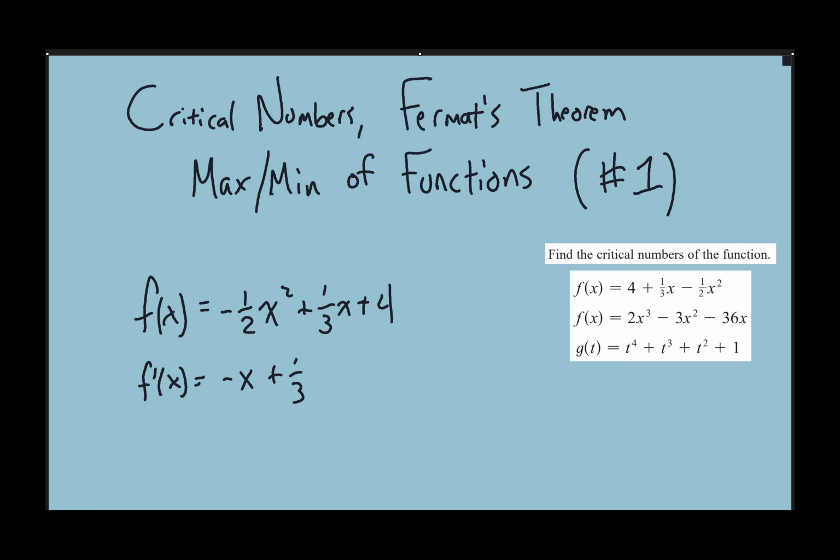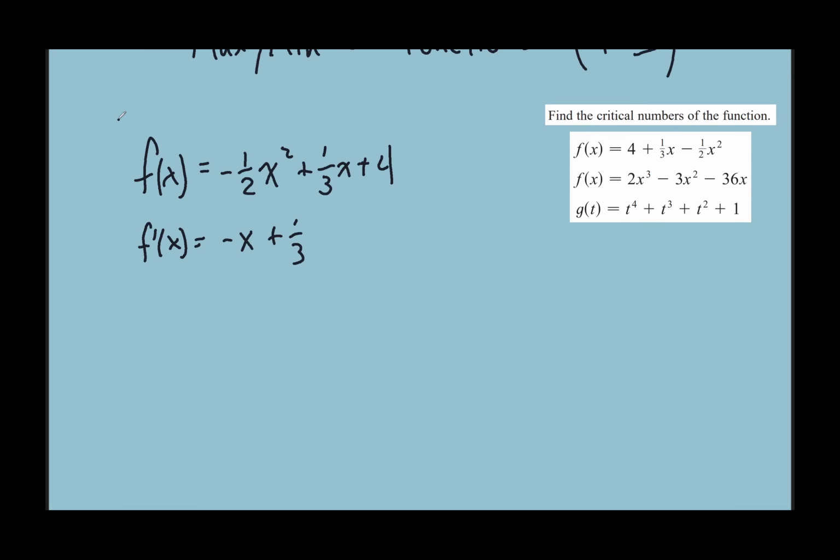And all you have to do to find the critical number, or the max min, or use Fermat's theorem, is all the same thing. So you set this to 0. Since this is negative, I'll just add x over here and we get x equals 1/3. That's the critical number. The critical number is an x value. That's the answer to the first one.